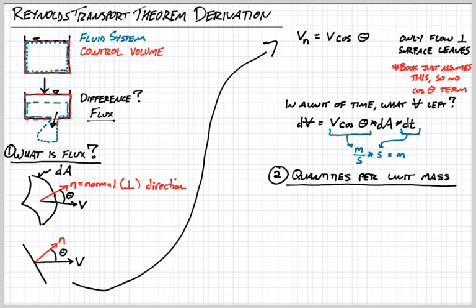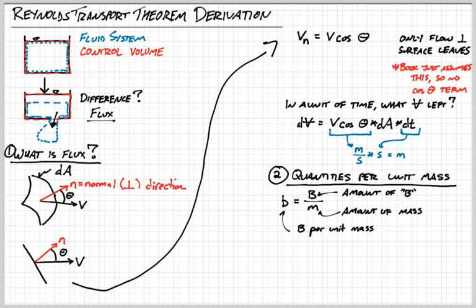The second piece that we'll need is we're going to start expressing quantities we're interested in per unit mass. And following along with the textbook, we do this by defining capital B as the quantity that we're interested in. This could be mass, it could be temperature, it could be energy, it could be momentum. It's something that you're interested in, and m is the amount of mass. And so lowercase b just describes how much of big B is there per unit mass. So a couple examples. If you're interested in mass, that little b becomes a 1. If you're interested in volume, you end up with 1 over density.